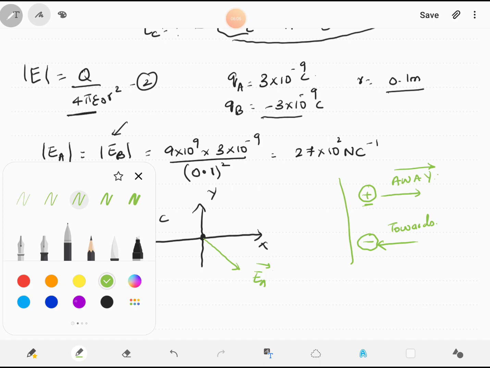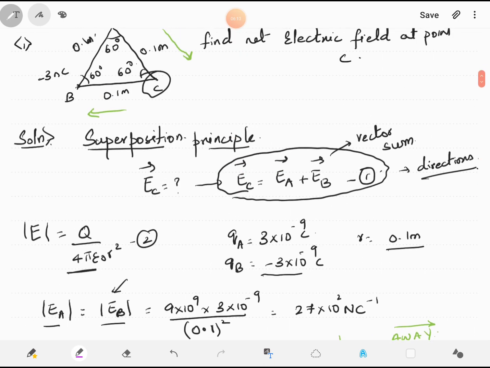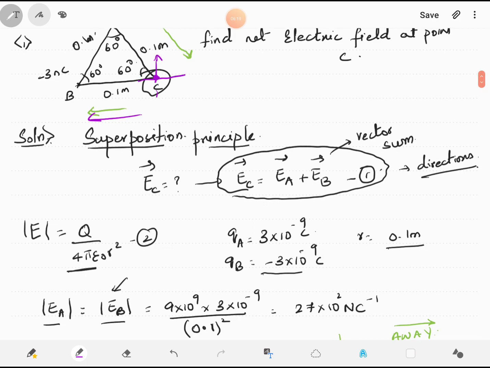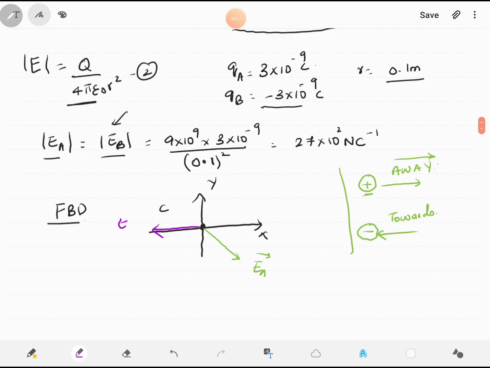And similarly, the electric field produced by charge at B will be along the negative x-axis. See, this is along negative x-axis. If you were to hypothetically assume this as your origin, so one electric field EA is in this direction and the other electric field is in the opposite direction, which I've shown clearly here. So this is going to be electric field vector B.